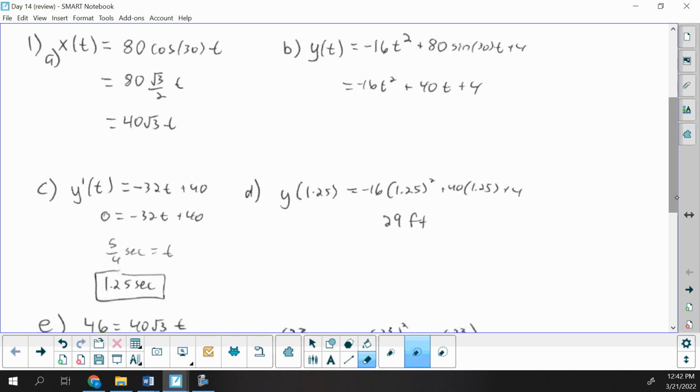In D, we want to know what is that maximum height. So plug our answer from C into your y component, your vertical component, to get our maximum height of 29 feet.